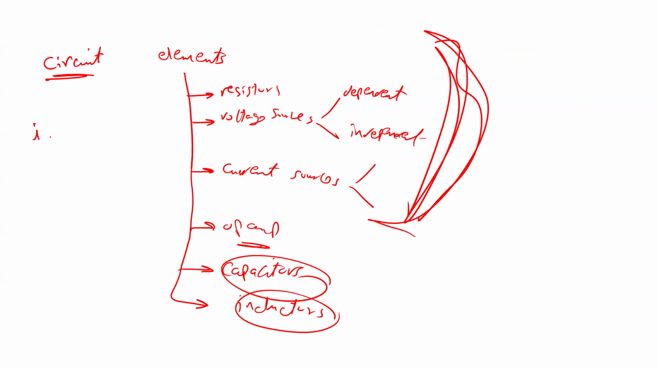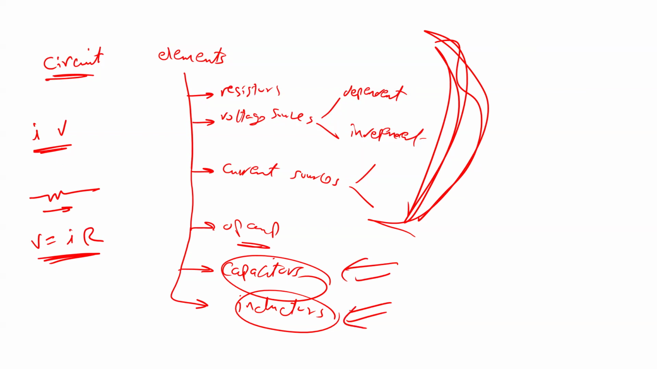We always care about the relation between I and V. Remember, in a resistor, the relation between I and V is V equals I times R, or Ohm's law. This is the relation. Here we're going to have a different relation for this element between I and V.